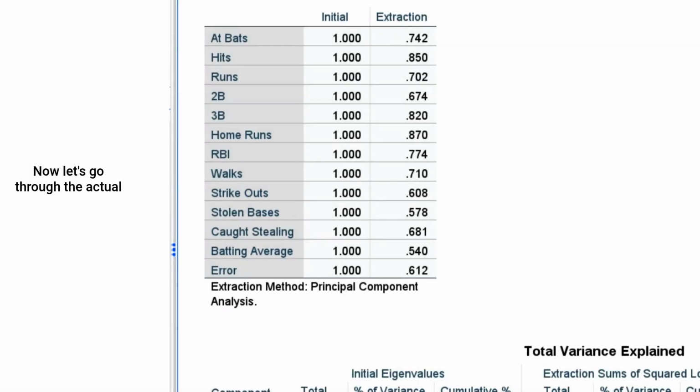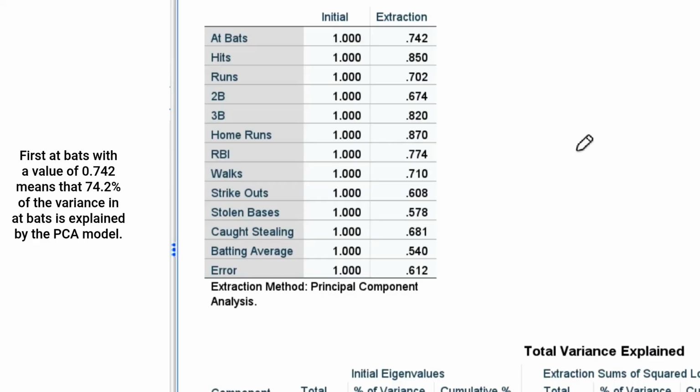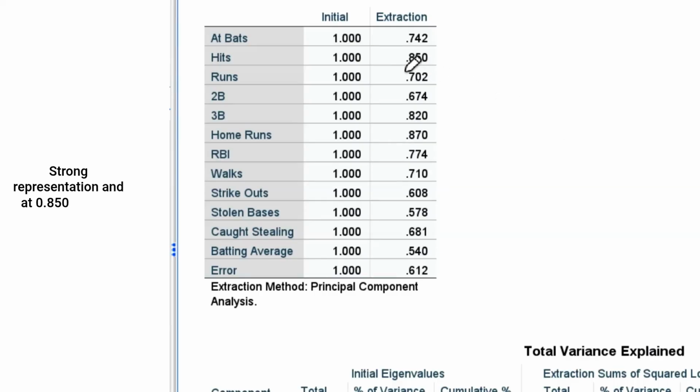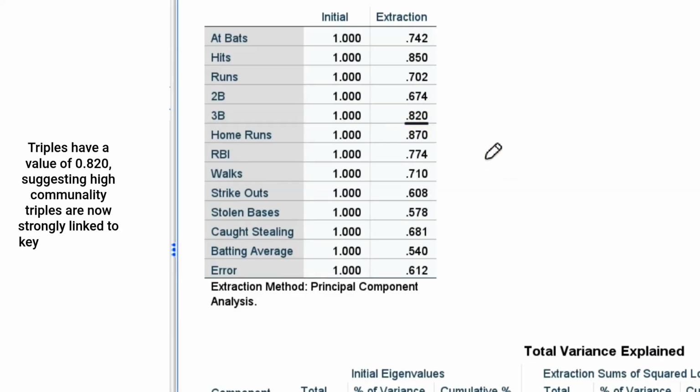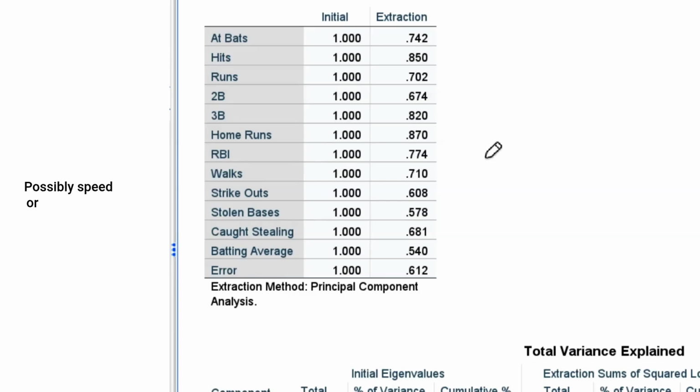Now let's go through the actual variable extraction interpretations. First, at-bats, with a value of 0.742, means that 74.2% of the variance in at-bats is explained by the PCA model. Strong representation. And at 0.850, hits are very well captured. Hits are tightly connected to the component structure. Runs are also a solid representation at 0.702. Runs relate well to the extracted components. At 0.674, doubles are reasonably well captured. Triples have a value of 0.820, suggesting high communality. Triples are strongly linked to key components, possibly speed or athleticism.